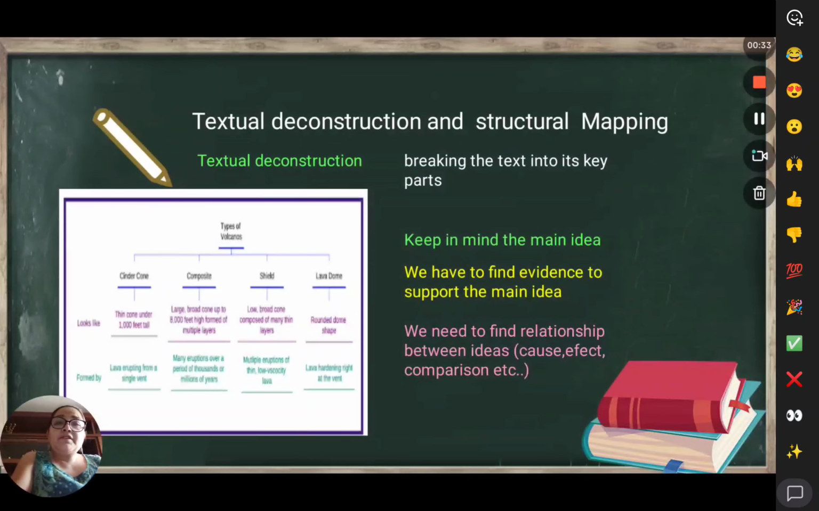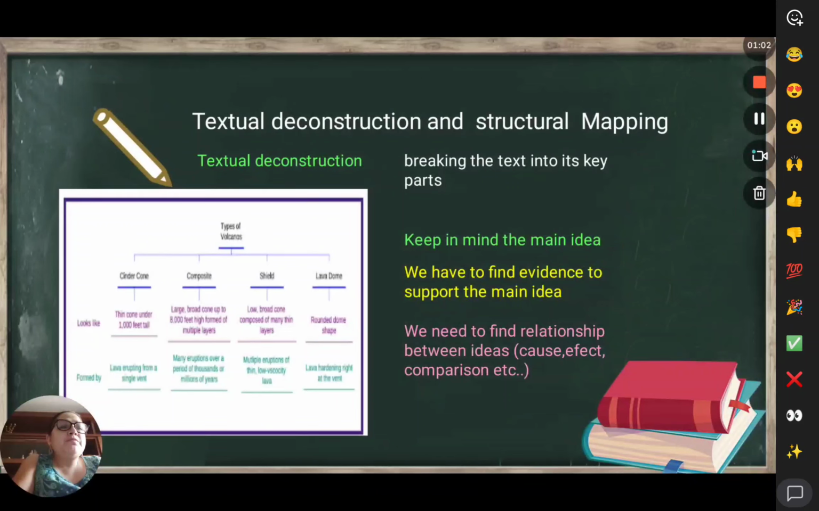Well, the first strategy I have chosen is textual deconstruction and structural mapping. Textual deconstruction is breaking the text into its key parts. As you can see in the picture, we have separated it into different parts, so the text is going to be more understandable at the time of reading.